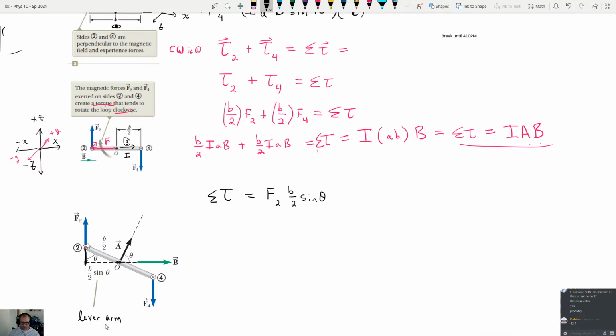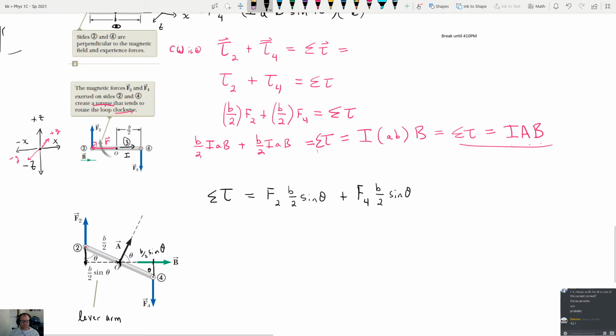So that's the torque on side 2, and the torque on side 4 is going to be exactly the same. It's going to be F4 times B over 2, also times the sine of the same angle. Because you should probably be able to see that if this distance between this point and the axis is B over 2 sine theta, you can draw the exact same thing so that this distance is B over 2 sine theta between here and here, right? Should be the exact same distance, basically, right? Because this angle is also theta.